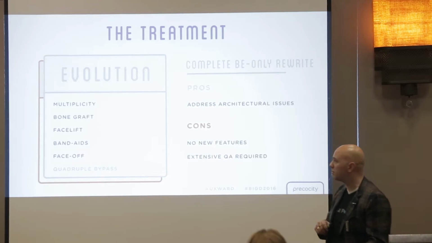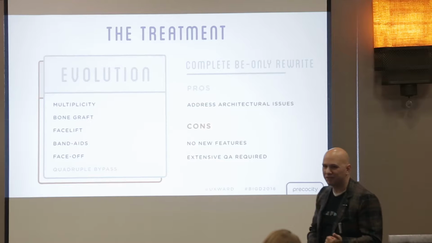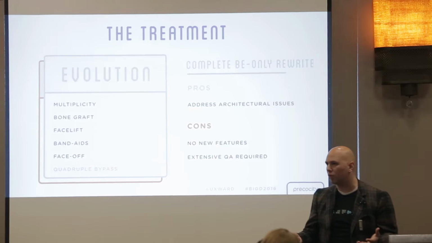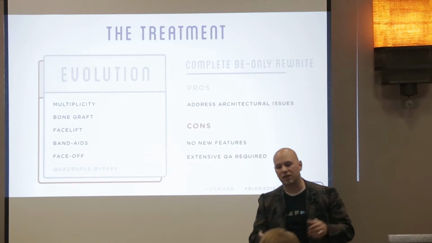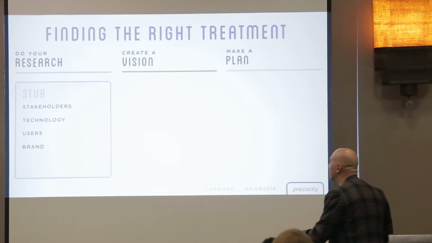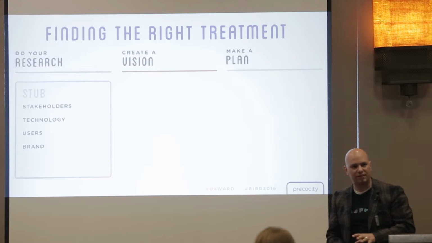And then the opposite is true with quadruple bypass, where you address architectural issues, but you don't get any new features. It looks exactly the same, and your customers are probably never going to know. So these are the methodologies we're going to talk about. All right. So we're going to break these out to find the right treatment. First, we do our research, then we create a vision, and then we make a plan.